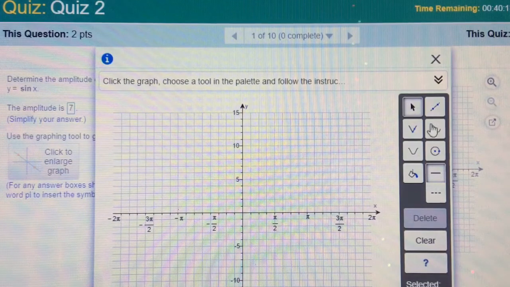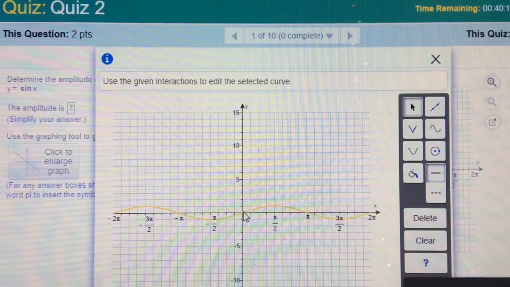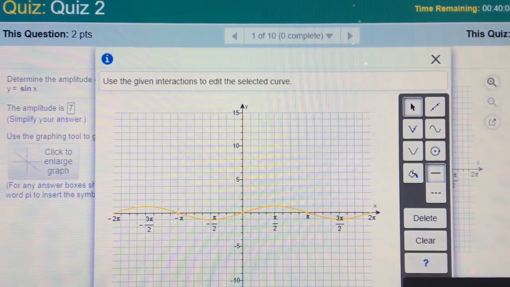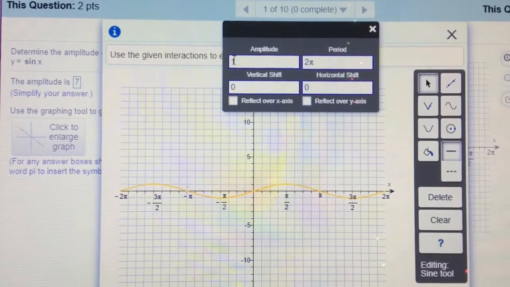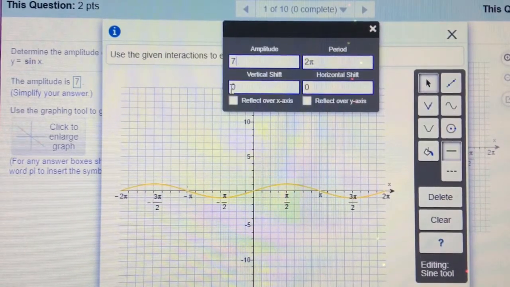So the sine value is going to be that symbol. And you click anywhere, and I'm going to graph the -7. So in their little amplitude box, I'm going to type in just 7, and then x reflect. And that'll kick it over.